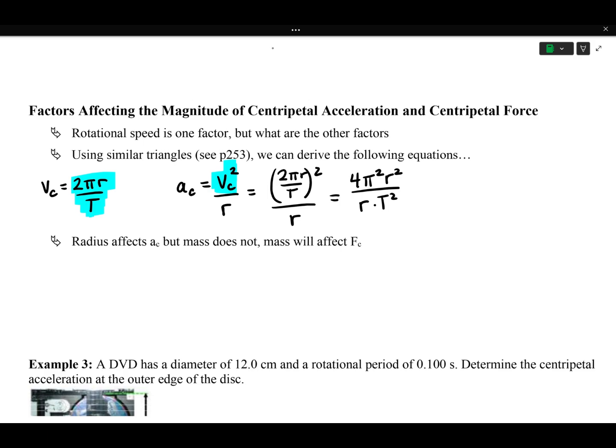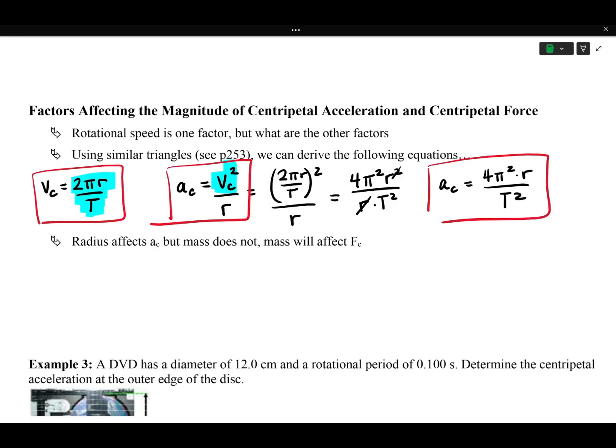And then we can simplify the r's. So now the r on the bottom will cancel, and I'm left with 1 r on top. So our new equation for centripetal acceleration is 4 pi squared times r over t squared. These two equations, or actually all three of these equations, are on your data sheet. So you do not have to derive them. So this one and this one are on your data sheet.